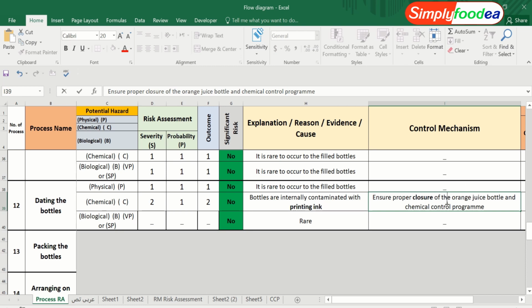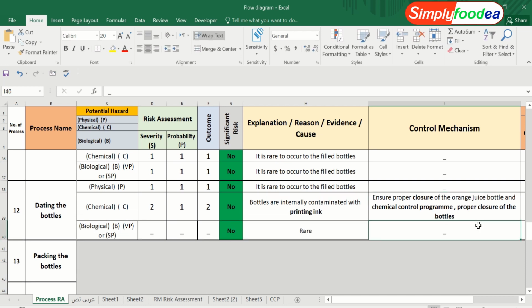So we must control it by two things: by controlling the storage of this ink through the chemical control program, and by checking the proper closure of the bottles. It's very, very rare to occur, but maybe it can happen. And the biological hazard is also very rare to occur in the process.